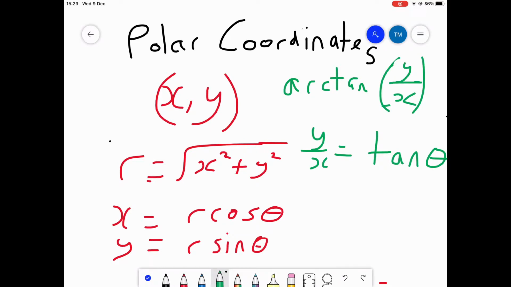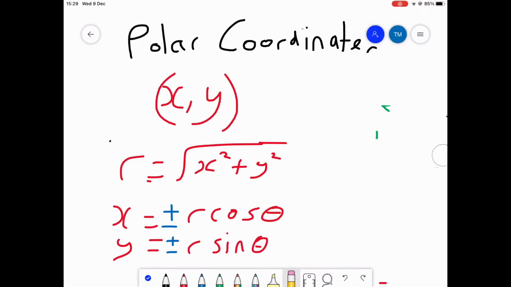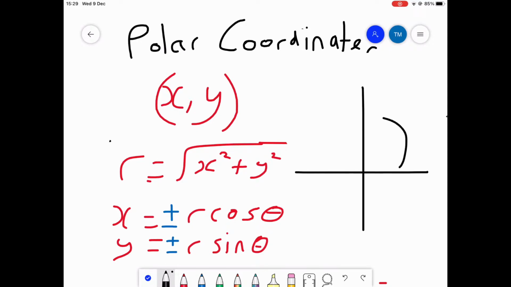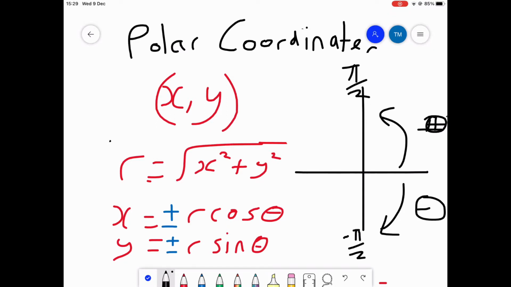But actually, there's a bit more to this equation which I didn't explain. There's actually a plus or minus in front of the r, both r's. This is because for polar coordinates, there's directions. So you can have the positive direction, which is this way, and the negative direction, which is this way. So this is pi by 2, and this is minus pi by 2, and that's how it works.